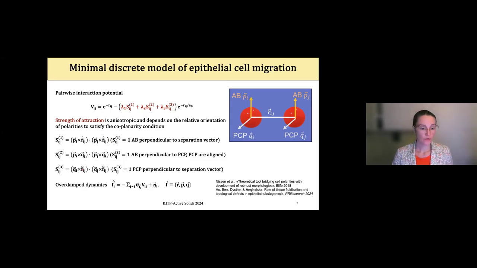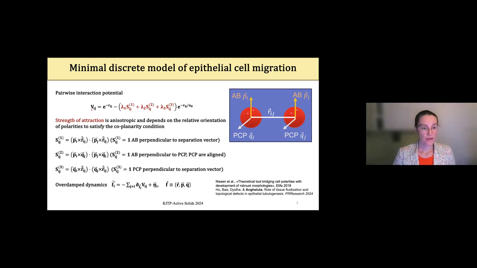We do the same for the planar cell polarities. We want the planar cell polarities of the two pairwise pairs to be perpendicular to their corresponding AB polarities. And in addition, we also want the relative separation vector to be perpendicular to the AB polarity. Okay, so that dictates these three anisotropic contributions.